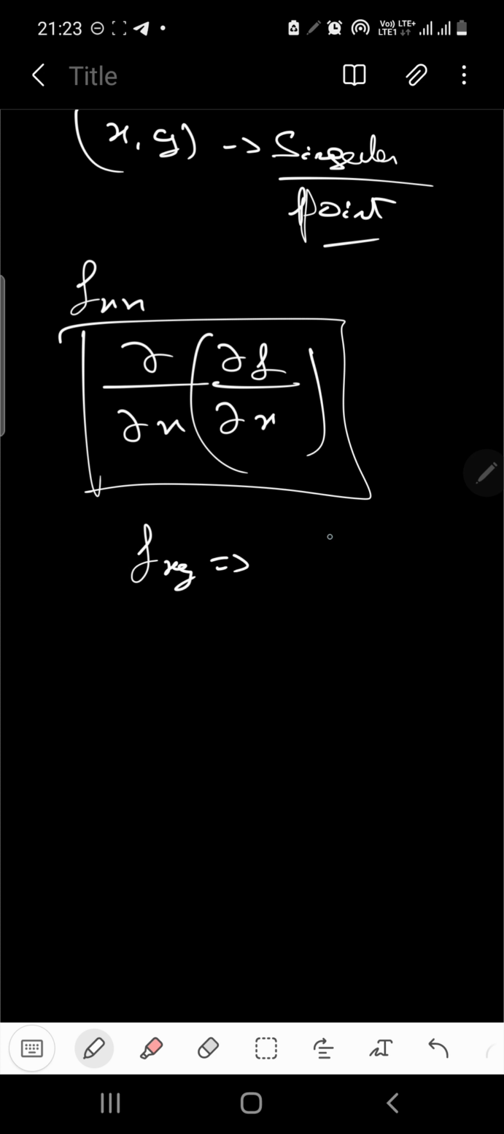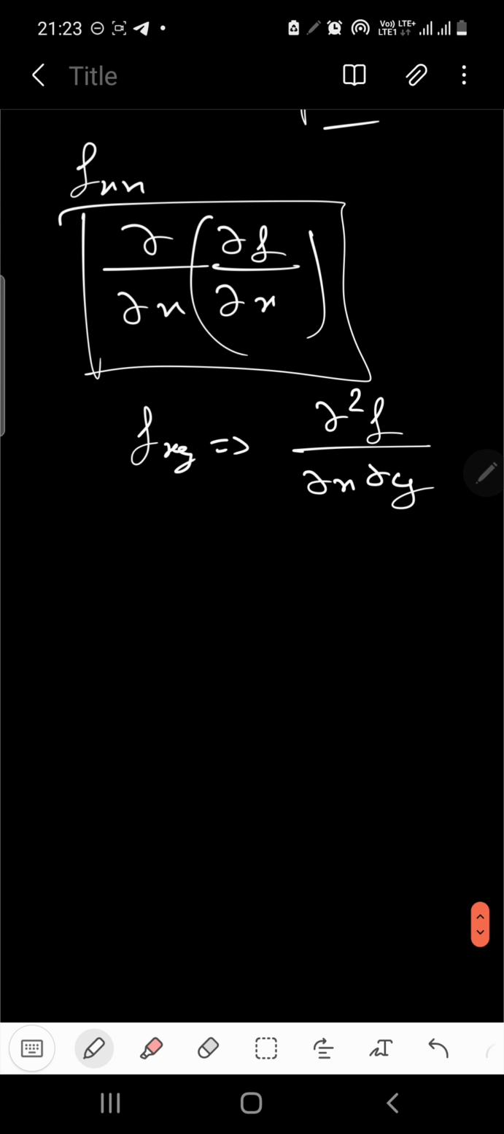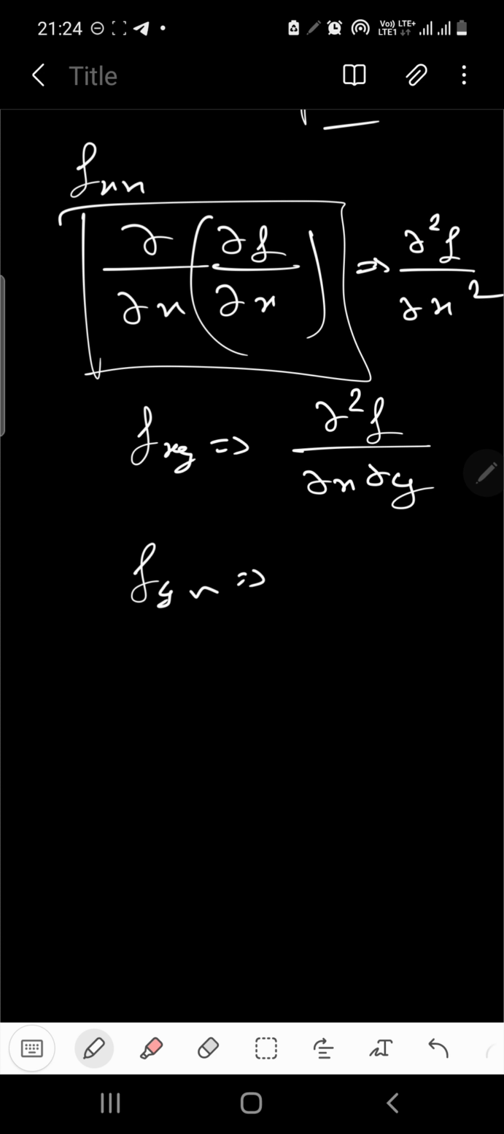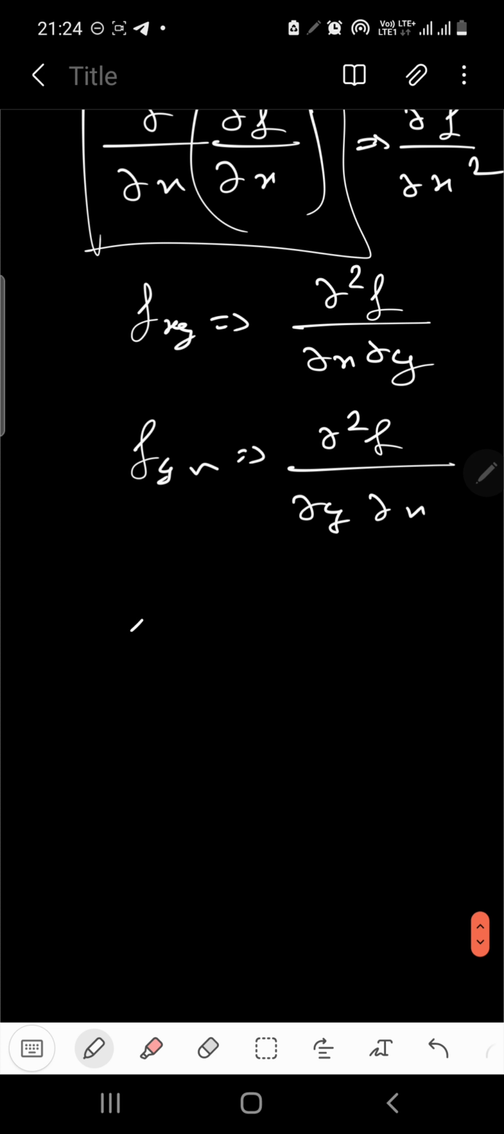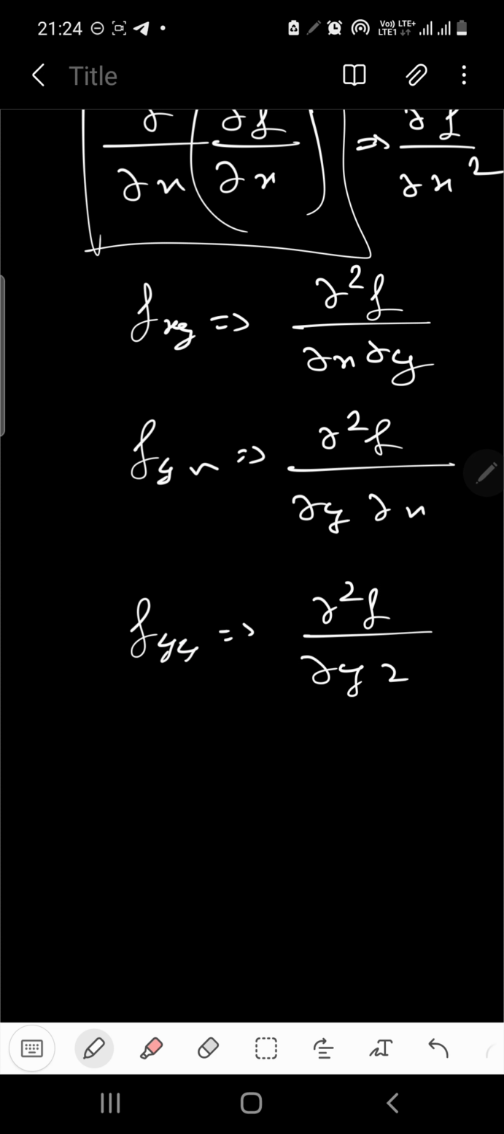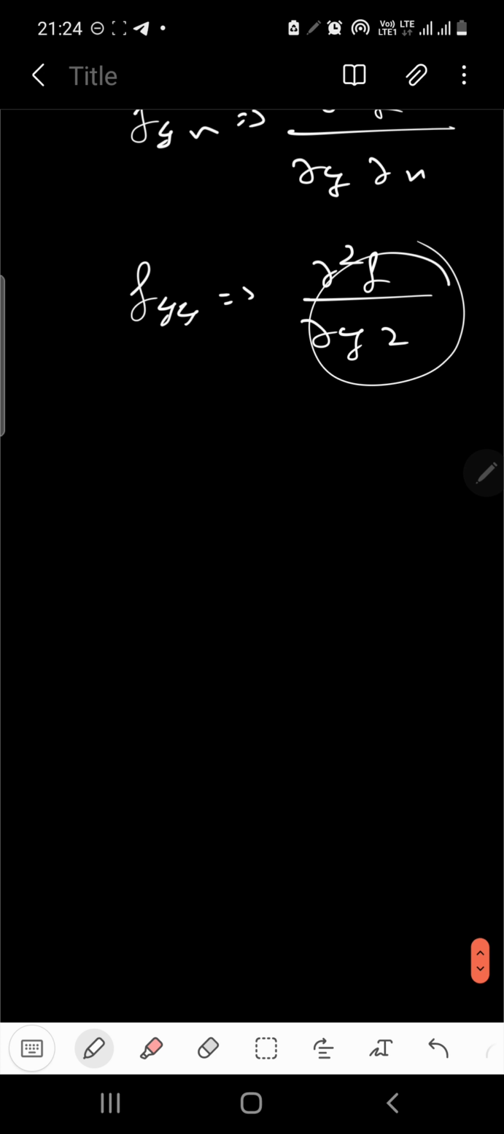If fxy actually means del 2f over del x then del y, because first you have differentiated with respect to y. If fxx refers to this, it can be written as del 2f over del x square. Del x square is a better notation. This is del 2f over del y del x, and fyy indicates del 2f over del y square. Got it? Clear? So how to find these singular points basically?